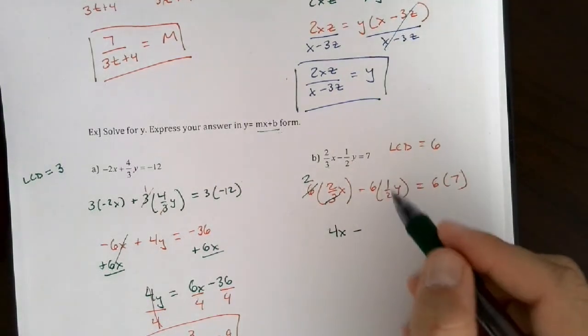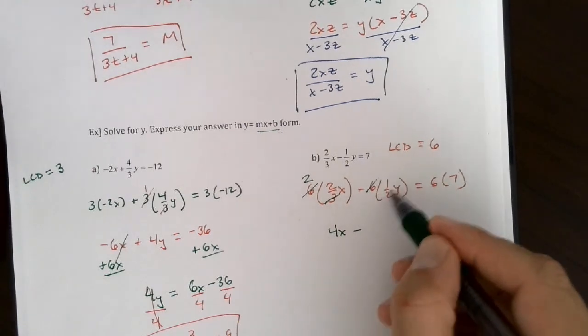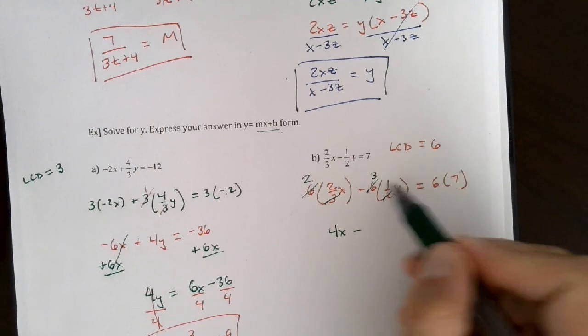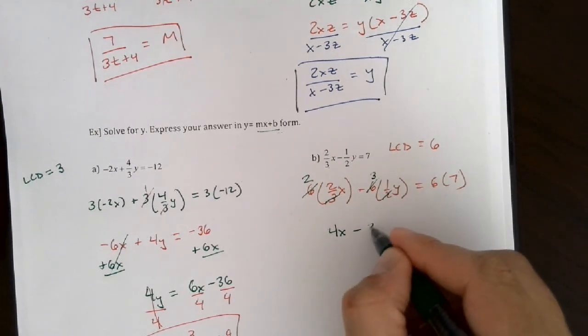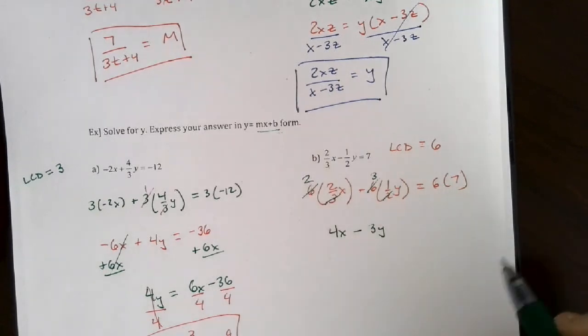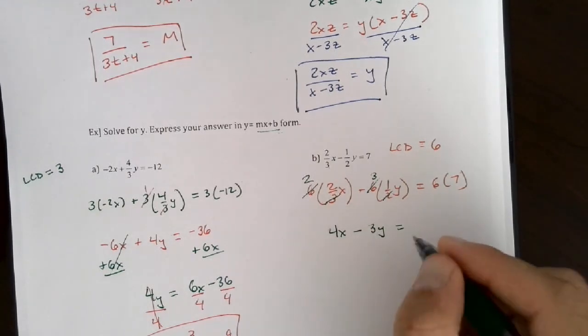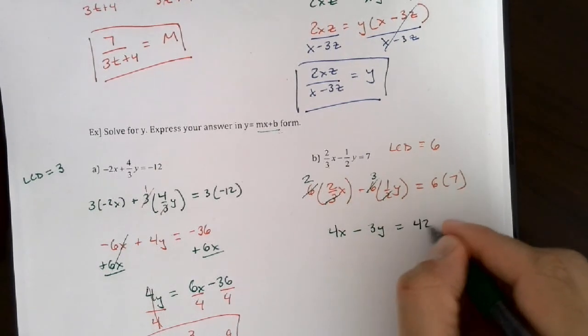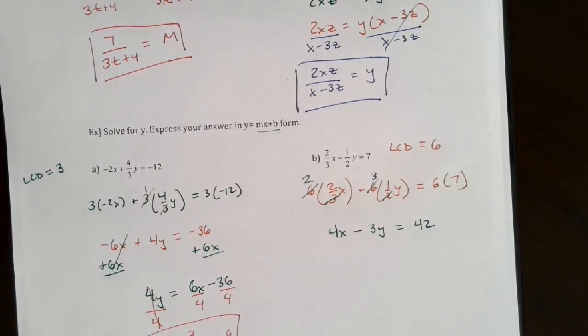Minus, here we have 6 times 1/2 y, so the 6 divided by 2 becomes a 3. And it's negative 3 times 1y, which is left over, which makes this negative 3y. So you always cancel with the denominator and then multiply through the numerator. And this is equal to 6 times 7. Remember, this isn't a fraction, you just multiply them together. That's 42. And now fractions are gone, which is good because it makes it easier to work with the problem. So we have 4x minus 3y equals 42.